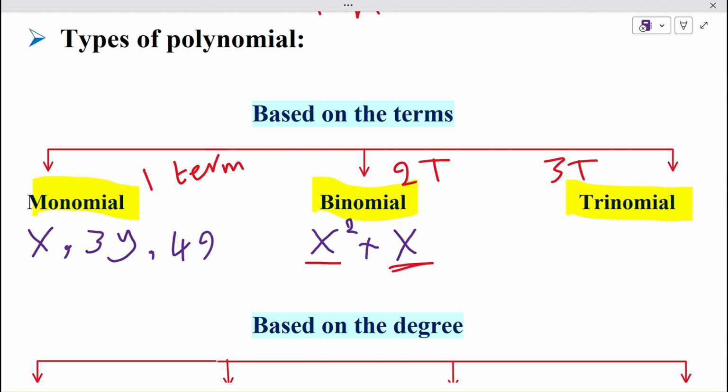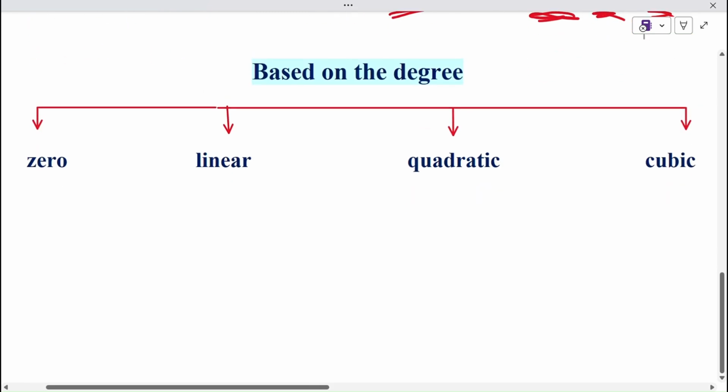Trinomial, for example, x to power 3 plus x plus 3. This is called trinomial. Trinomial means three terms: 1, 2, 3. This is the first type of polynomial. What about the second type? The second type, based on the degree, can be classified into four types. The first type is about 0. What? Polynomial with the degree of 0.